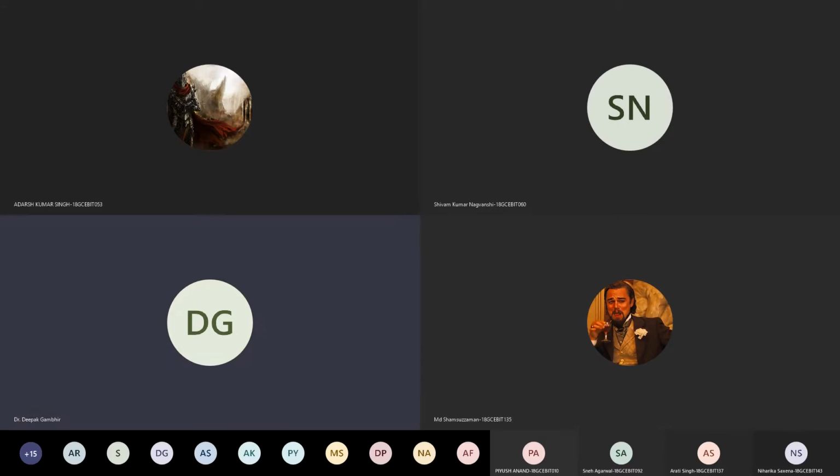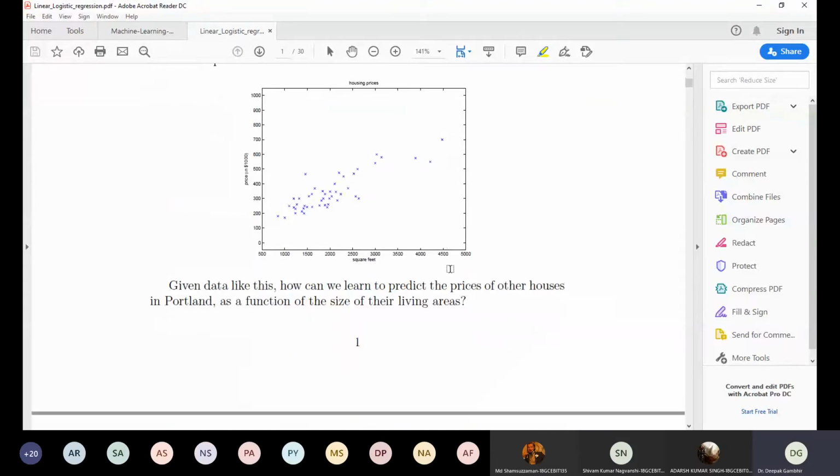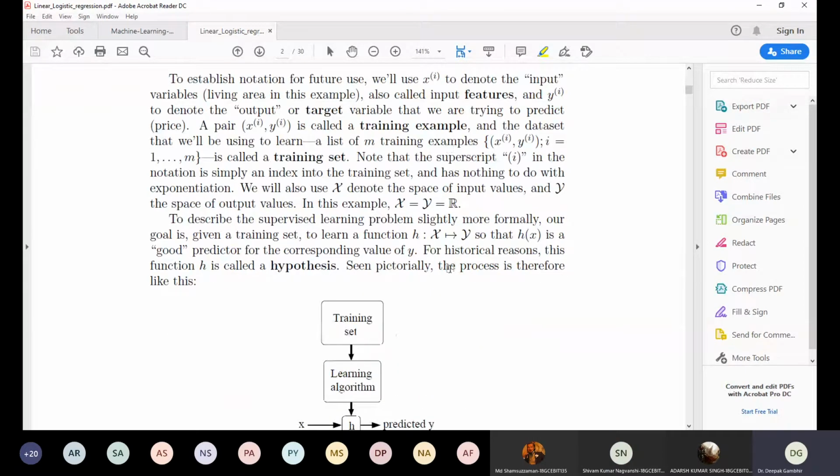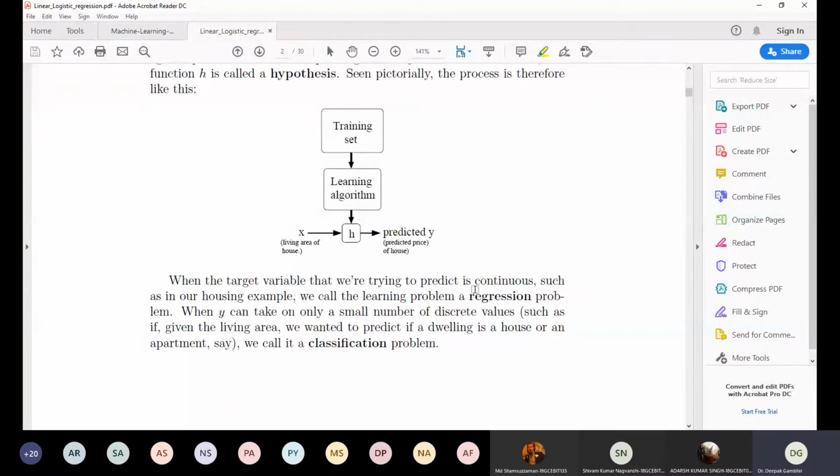So in the previous class we were doing supervised learning, and in supervised learning we were doing regression problems. Regression, I have told you, is basically when we are trying to predict a continuous value. If you want to predict some concrete values, some discrete values, that is the classification problem.